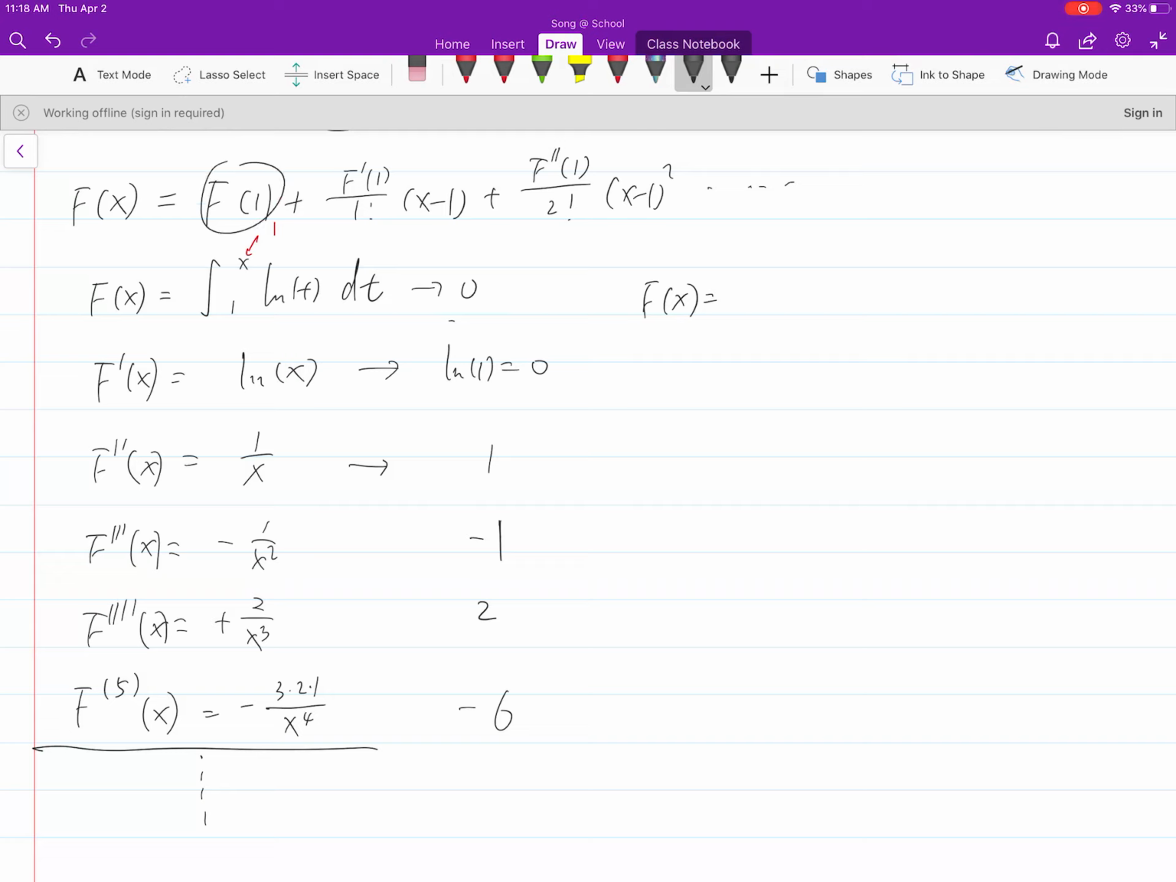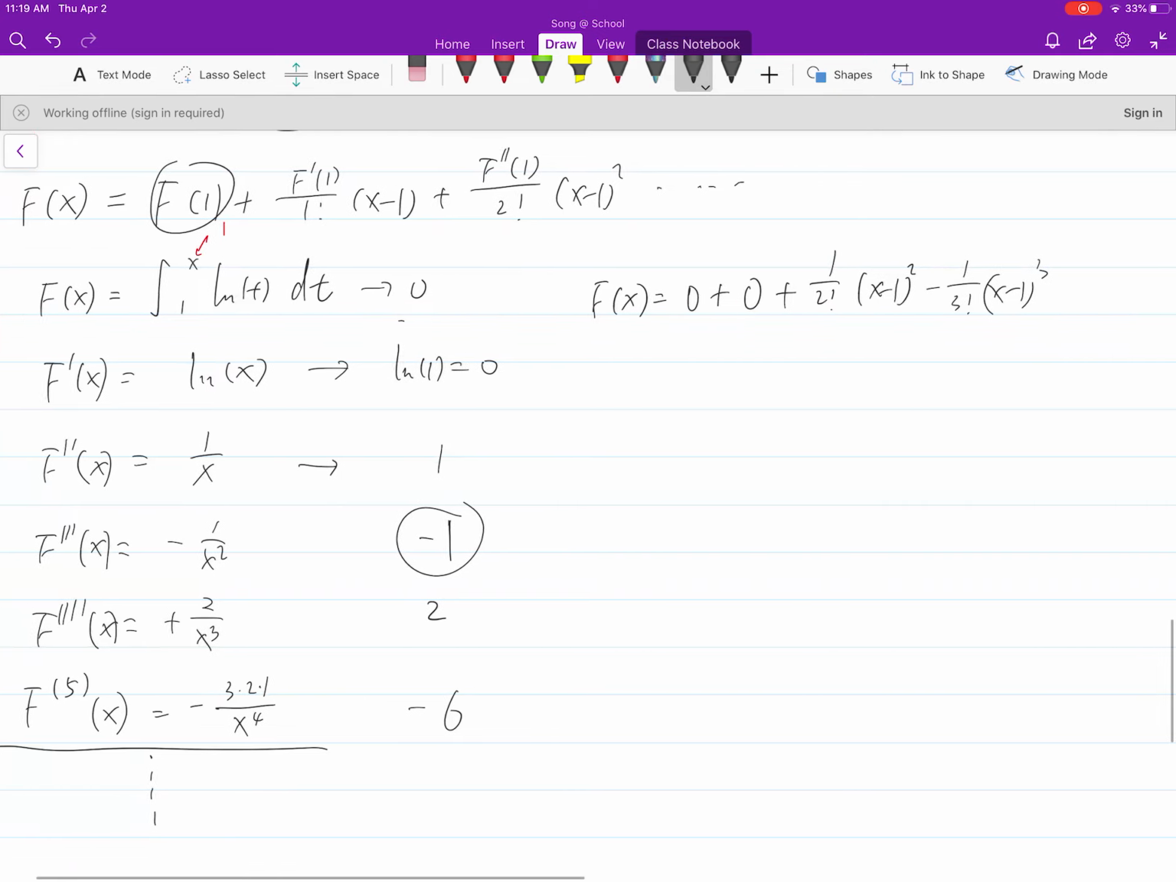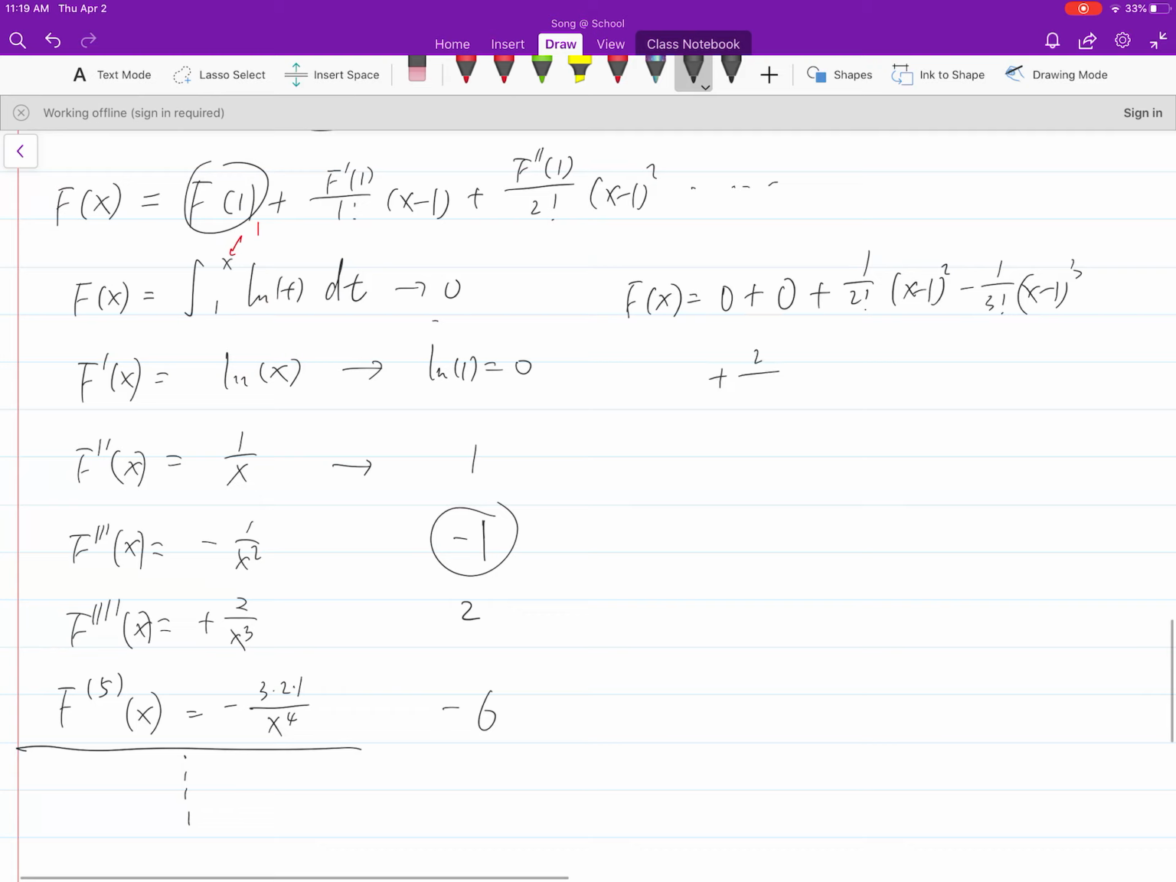So f(x) equals 0 plus 0 plus 1 over 2 factorial times (x minus 1) squared, minus 1 over 3 factorial times (x minus 1) cubed, plus 2 over 4 factorial times (x minus 1) to the 4th, minus 6 over 5 factorial times (x minus 1) to the 5th. Okay. Now that is my f(x). That is not equal, that's approximately, otherwise you should keep going, okay, but we don't.